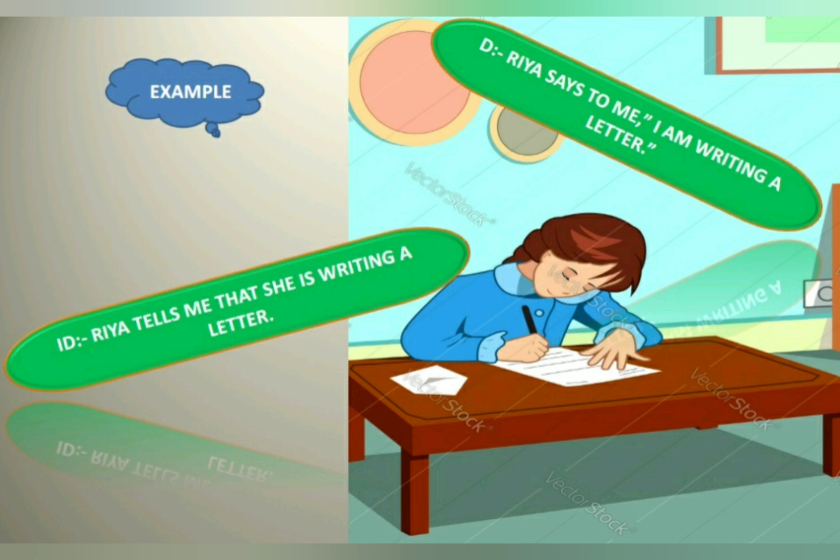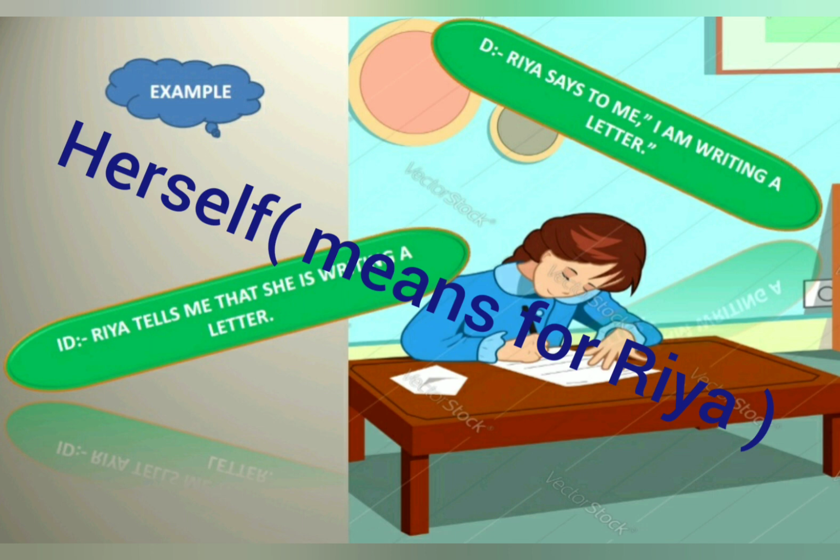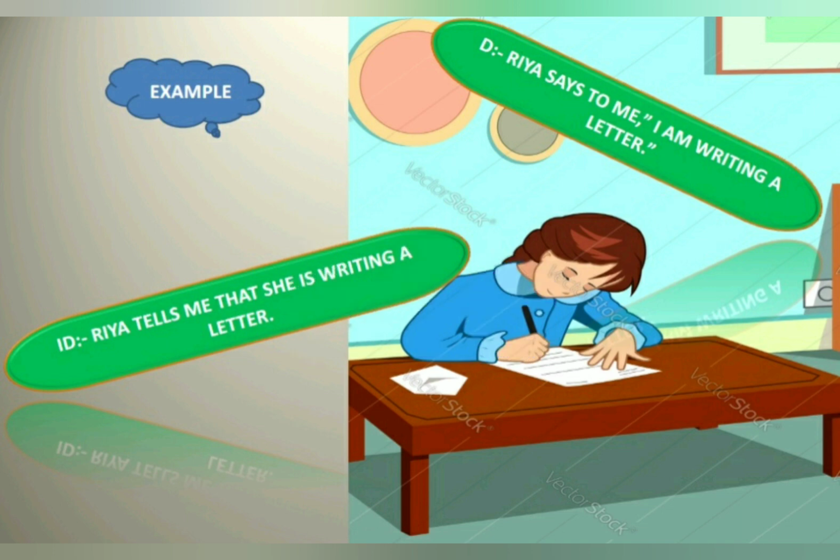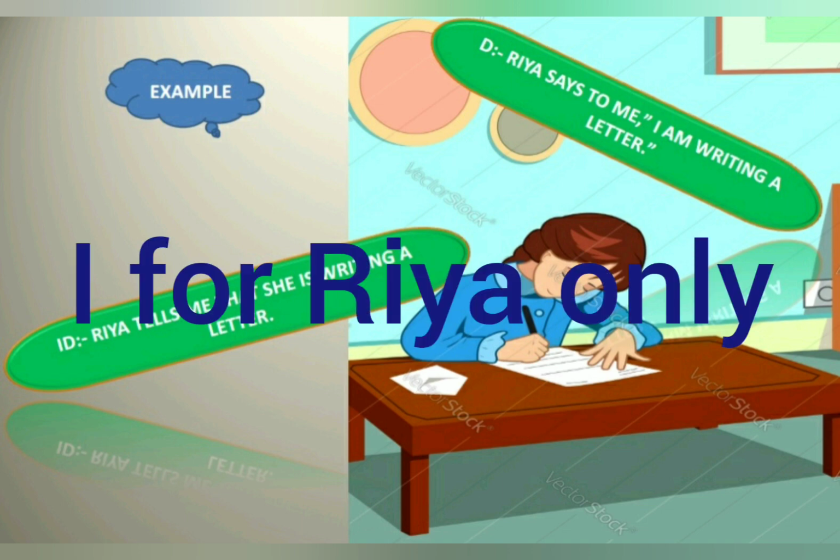In direct speech, I is written. Come on, think. I is used for whom? Ria says to me, I am writing a letter. So, for whom has Riya used I? Riya used I for herself, or she used I for me? Got the answer? Yes, Riya used I for Riya only.